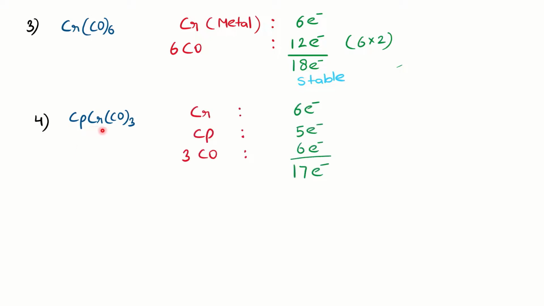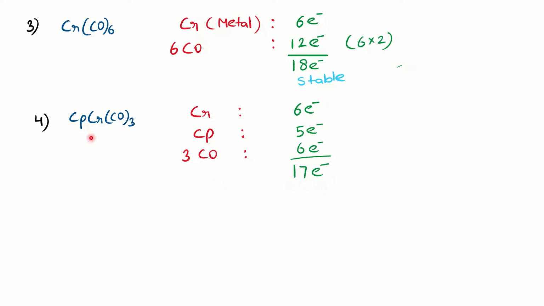You have again a chromium complex, 6 electrons, 1 Cp. If they don't give the structure here, Cp, then take it as 5, and carbonyl, you can see 3 carbonyls are present, so 6 electrons, because ultimately we have to see whether it attains a noble gas configuration or not. But here you can notice it is 17 electrons, which makes it unstable.